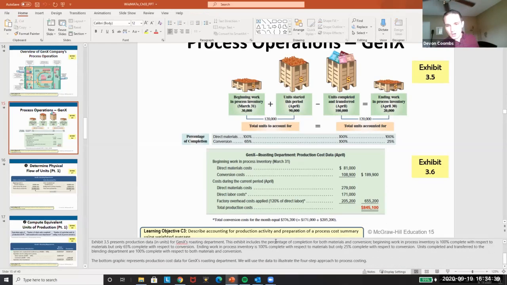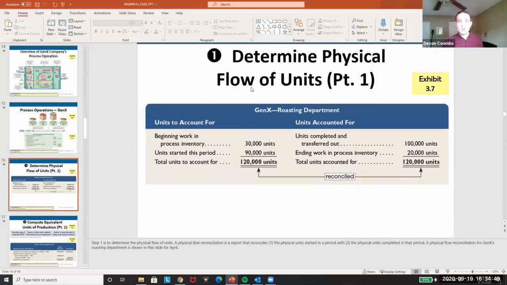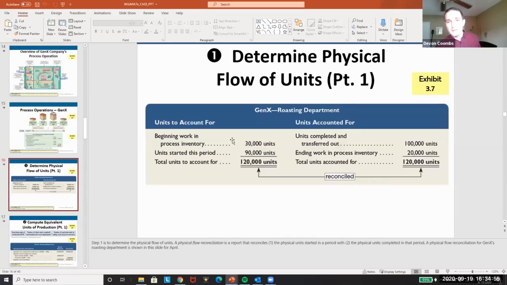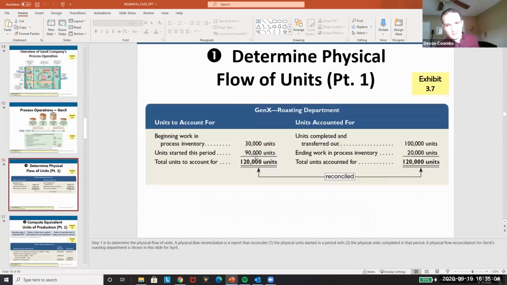The numbers here are just for illustrative purposes because we don't know the individual costs related to them. We'll figure that out here. And so we'll go through all the different steps from a different perspective now. So, determine physical flow of units. I like this illustration better, but it's just a different way to look at it.